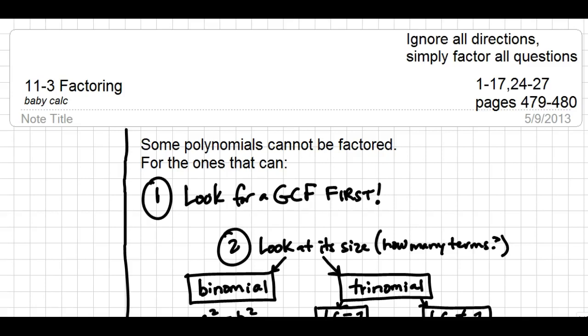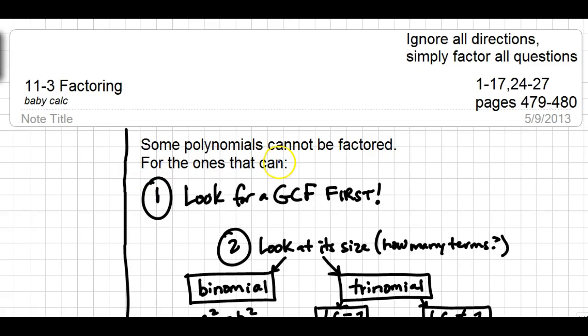And I'll talk about that at the very end, but for the most part, I just want students not to worry about the directions that are given in the book or which way they want you to factor. I want you just to simply factor all the questions and all the polynomials that are listed, and don't worry about all the different directions that they give you. Keep in mind that some polynomials cannot be factored, and I'll address that at the very end of the video.